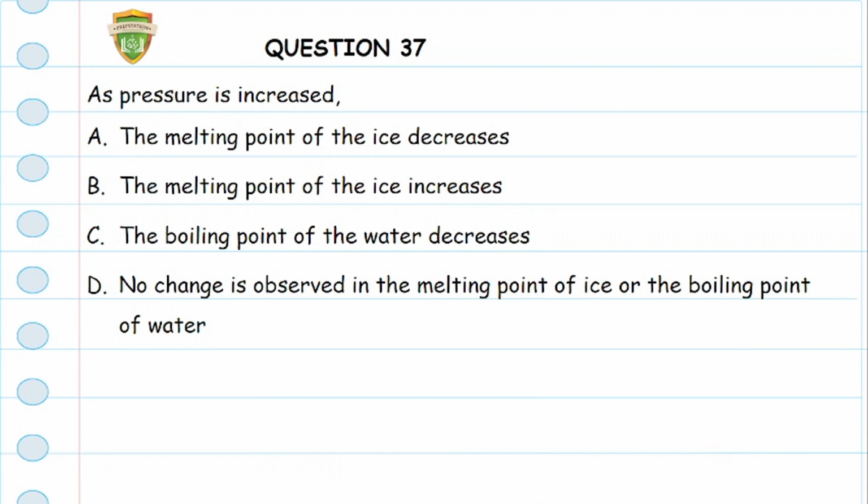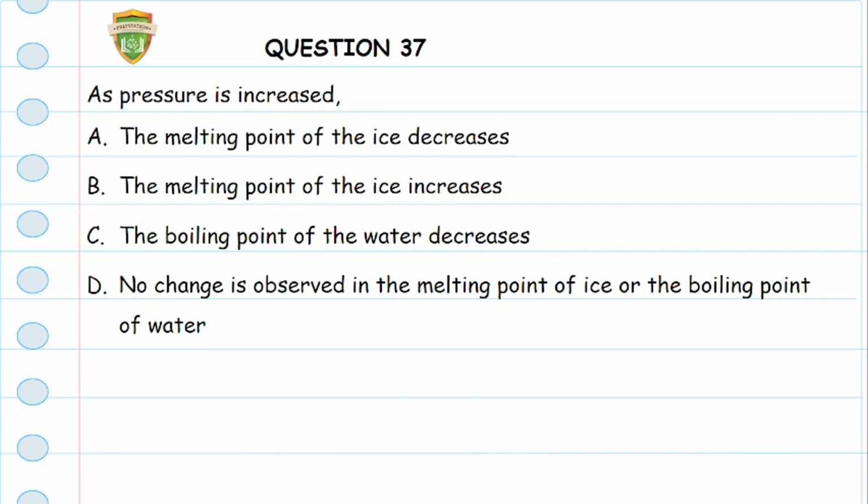I will have four options here. The first one says the melting point of the ice decreases, the melting point of the ice increases, the boiling point of water decreases, and no change is observed in the melting point of ice. From the get-go, we know that option D is out, because there's a change that's actually observed.